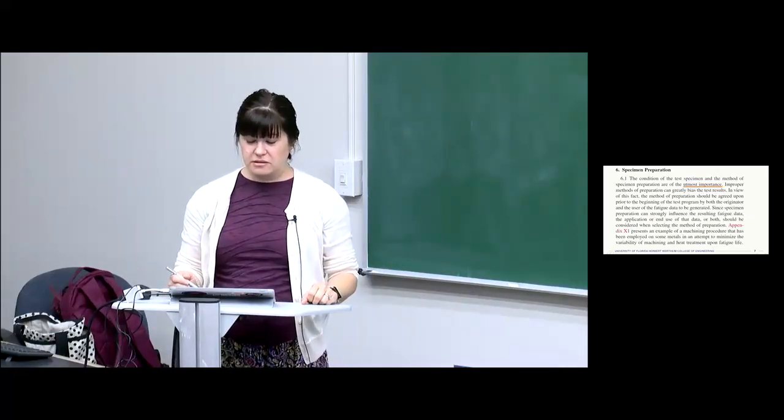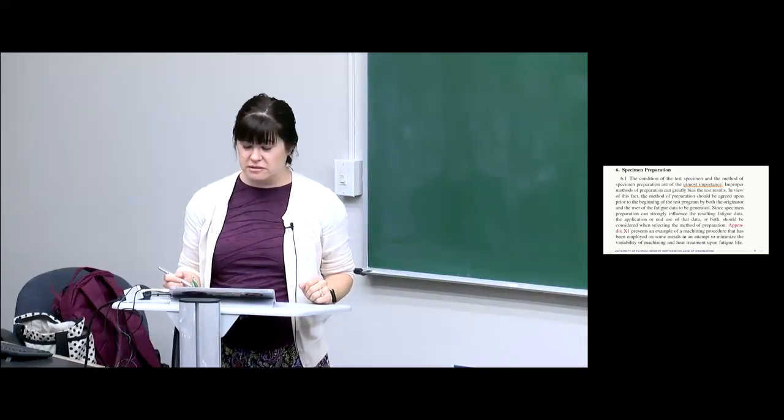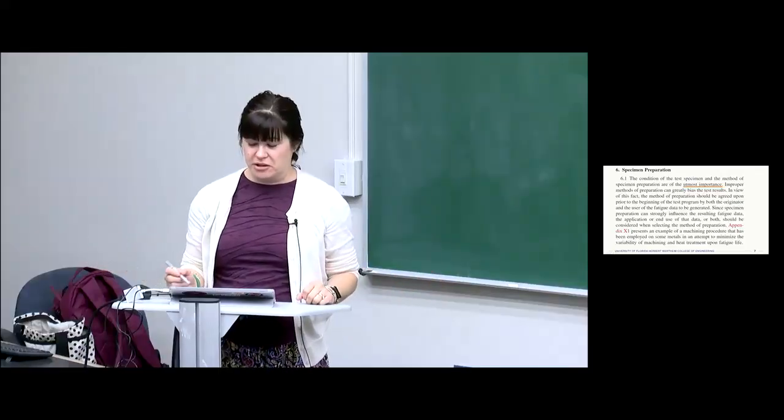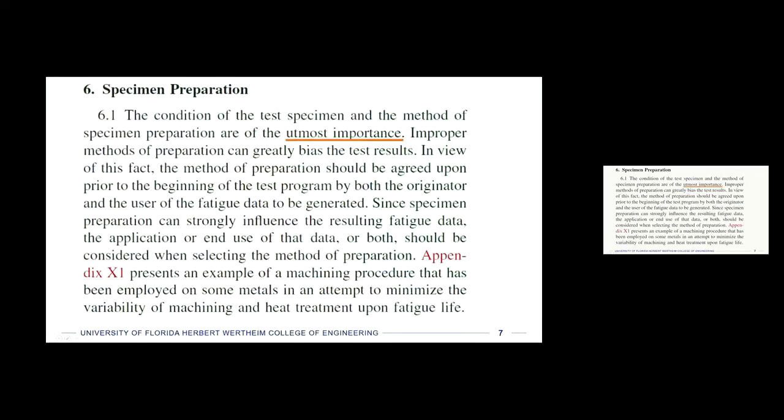So this is where we get into people trying to do due diligence and having integrity in what they're doing. It says improper methods of preparation can greatly bias the test results, and that can be very bad, because if we get the wrong endurance limit and base a design off of that, then we could be wrong in how long a part will last. So it says, in view of this fact, the method of preparation should be agreed upon prior to the beginning of the test by both the originator and the user of the fatigue data to be generated.